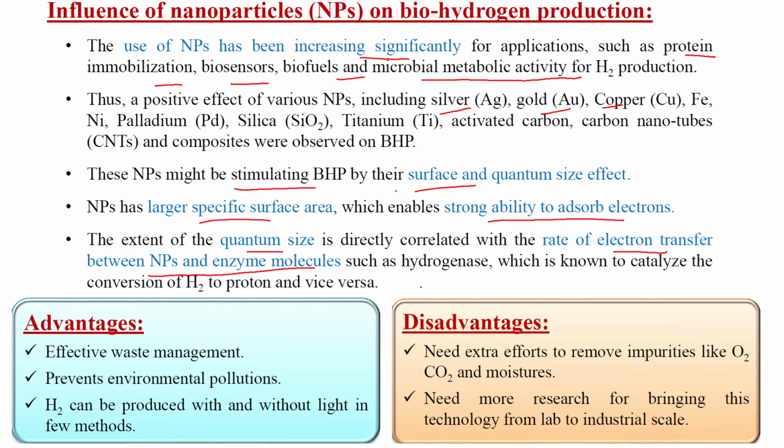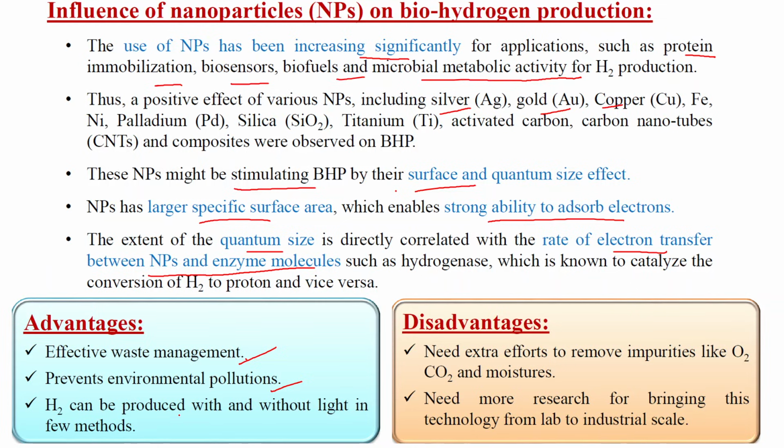It is not like you can introduce a single nanoparticle and all the properties will come with that. Different nanoparticles have different properties, so to improve different aspects you sometimes need to introduce more than one type of nanoparticle also. Okay, so coming on to the advantages of biohydrogen production, effective waste management is there because we are using waste, food waste, agricultural waste, which prevents environmental pollution.